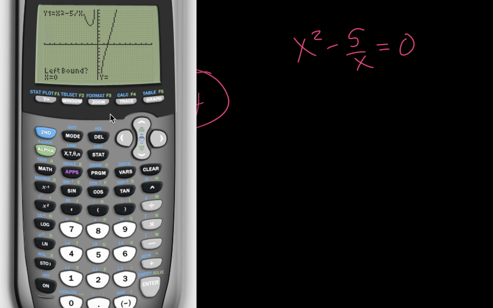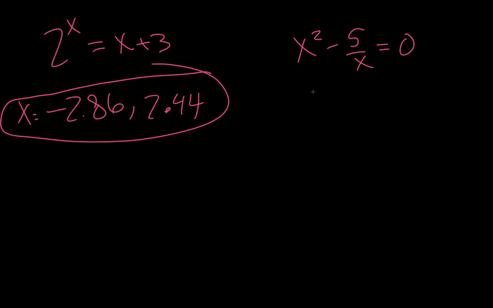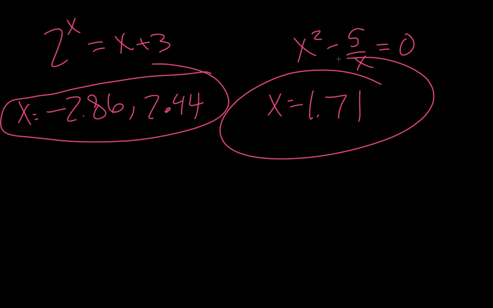And this time it asks a different question. It says left bound. So we actually want to click a spot that's to the left of where it crosses the x-axis. I know that's kind of weird to think about in this situation because it looks more like it's down, but we see that it is slightly left of where it crosses. So we hit enter. Now it says right bound, so we click somewhere on the right, and then it wants us to guess. So we try to click as close as we can to where the root is, and it is 1.71. So 1.71 is our x value, and that's the only value we have on that one.